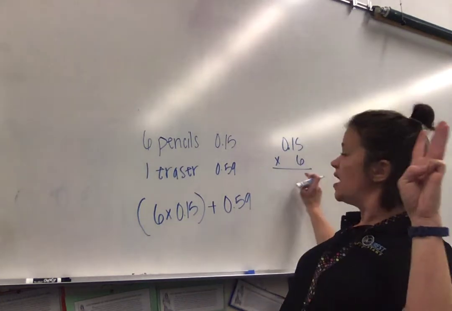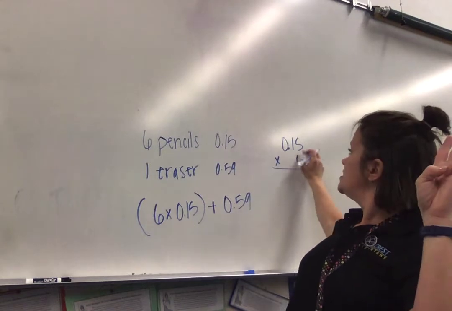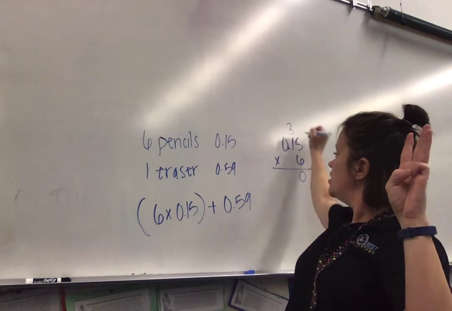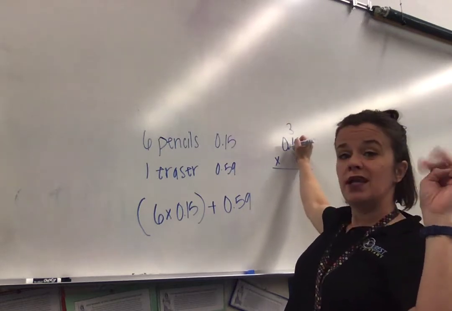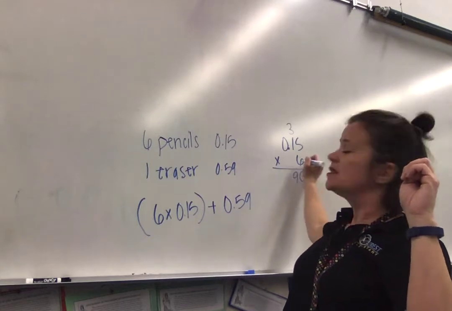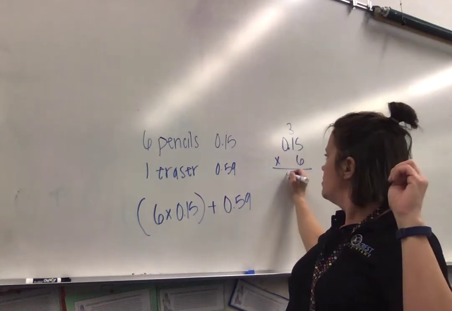So I'm going to multiply this just like I normally would, right? So 6 times 5 is 30. So I'm going to put a 0 here. I'm going to carry my 3 up here. 6 times 1 is 6. Add that 3, that gives me 9. 6 times 0 is 0, okay?